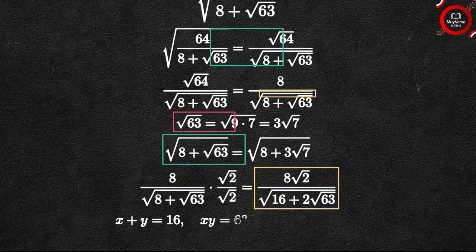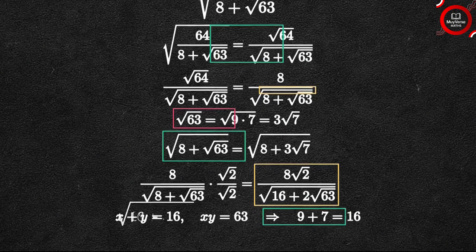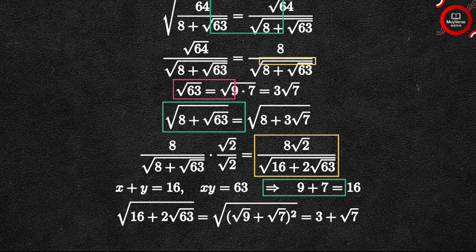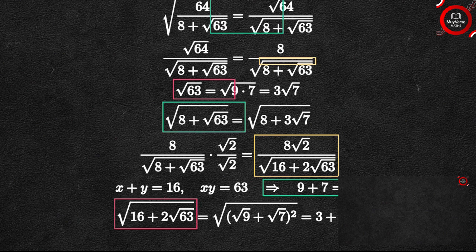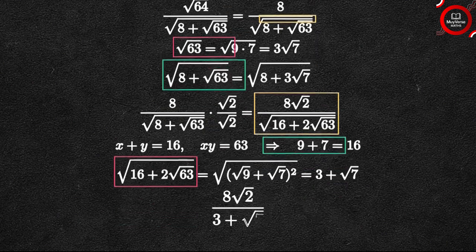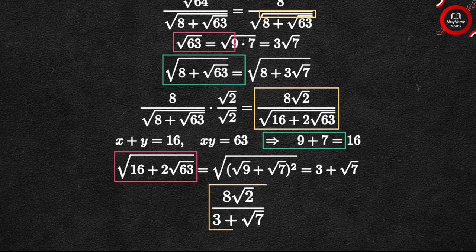Step 3. Find two numbers that add to 16 and multiply to 63. 9 and 7 work. So 16 plus 2 root 63 becomes the perfect square root of 9 plus square root of 7, all squared. That means the square root simplifies to 3 plus square root of 7. Step 4. Substitute back in. We have 8 root 2 over 3 plus square root of 7.